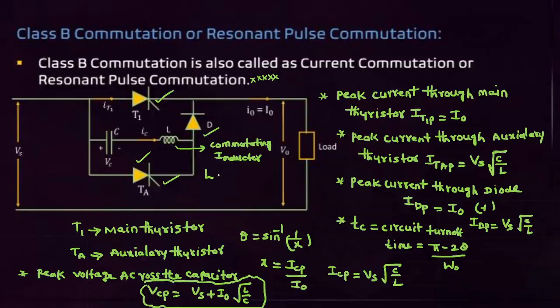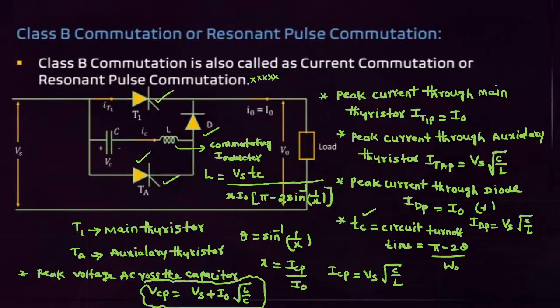The commutating inductor design formula, you have to remember directly, is L equal to Vs into Tc by xi naught into pi minus 2 into sine inverse 1 by x. I am repeating this: L equal to Vs into Tc, where Tc is the circuit turn-off time, divided by xi naught. X you already know.